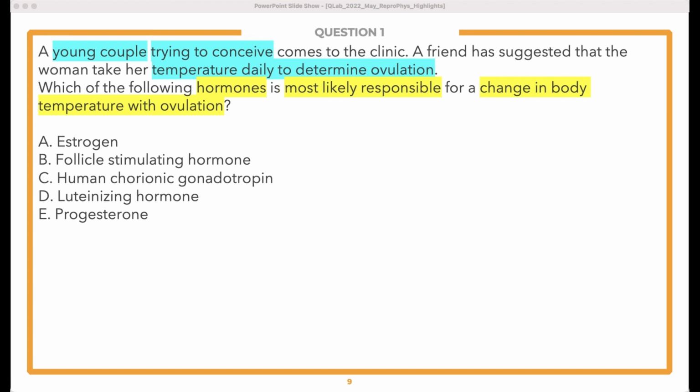I see a lot of folks are going with D, luteinizing hormone. I see some folks going with progesterone, some folks with estrogen. So got a good mix here so far. Let me give you guys just a little bit more time. Somebody has changed their answer, so you can do that here.